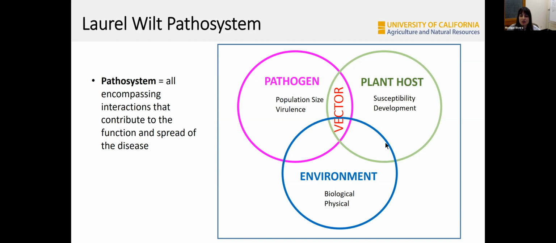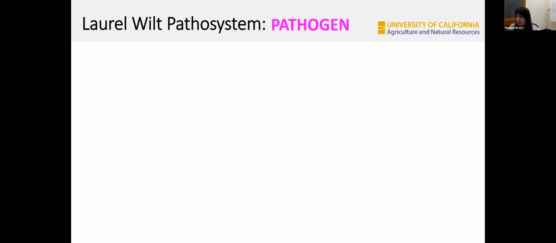All right, so all of this occurs within an environment, and the environment is made up of biological and physical characteristics. So again, like I said, this is a vector-borne disease, and all of these different elements make up a really complex pathosystem. It's one of the most difficult to work with outside of probably citrus greening, where they can't actually culture the pathogen.